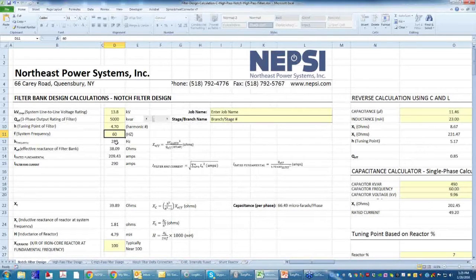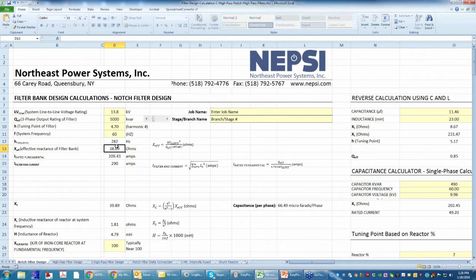This is the design tool that we typically provide to our customers, and it's a design output that we would typically provide with our harmonic filters. So the values in white here are all calculated values, and it calculates the frequency of the tuning point, which is just based off the 4.7 harmonic. It also calculates the effective reactance of the filter, which is basically the combination of X of C and X of L at the tune frequency, and a combination of X of C and X of L at the fundamental frequency, which dictates the amount of kVar that you're going to get out of the bank.